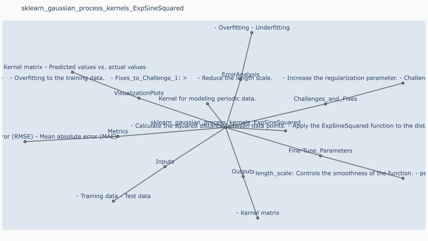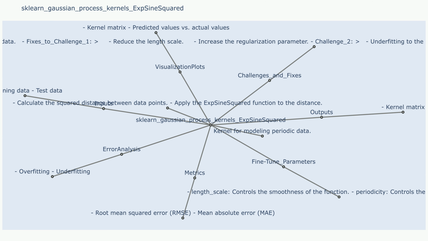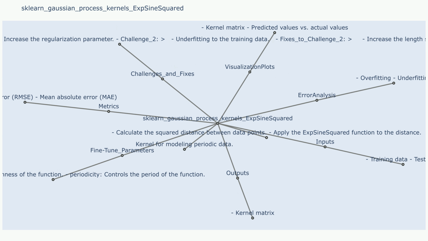sklearn Gaussian process kernels: ExpSineSquared. Description: the ExpSineSquared kernel is a stationary kernel that is suitable for modeling data with periodic patterns. It combines a periodic component, represented by a sine function, with an exponential decay component, resulting in a kernel that oscillates with a period of length period and decays with a characteristic length scale of length scale.